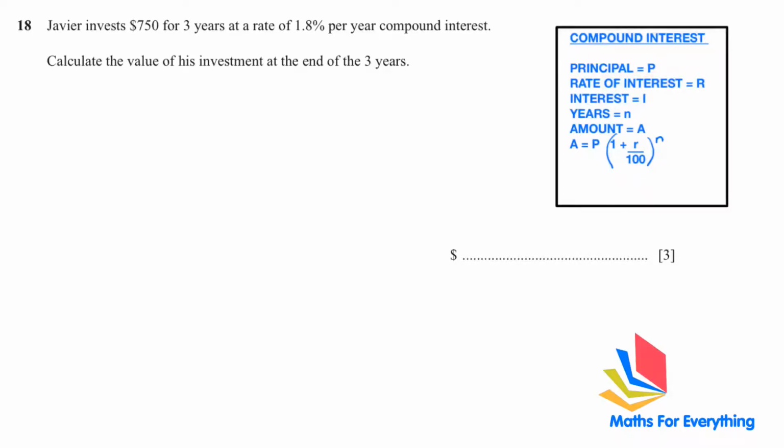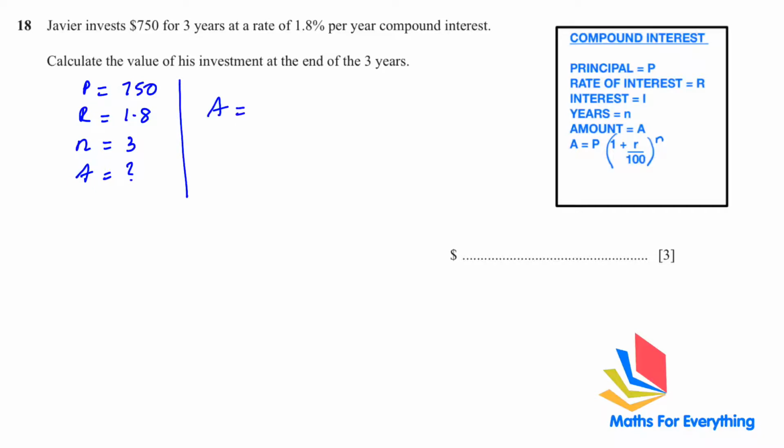P is your principal, that is your starting amount. So our P is 750. R is the rate of interest, which is 1.8, and years is N. We have it for 3 years. And amount, that is the total value of the investment, is A. So we have to find the amount.